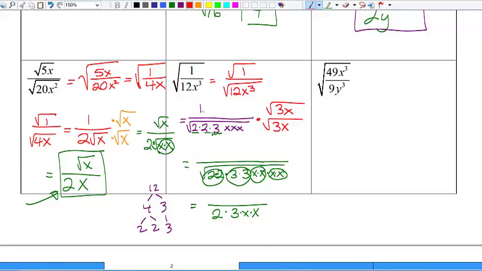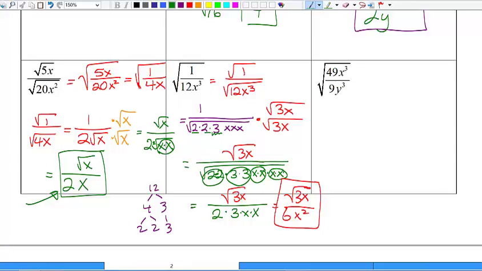Let's go back and finish my numerator. 1 times the square root of 3x is the square root of 3x. So my final answer is the square root of 3x over 2 times 3 is 6. X times x is x squared. And this is reduced. There's nothing else I can reduce, so I am done.